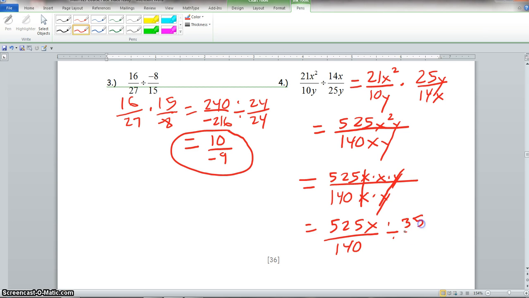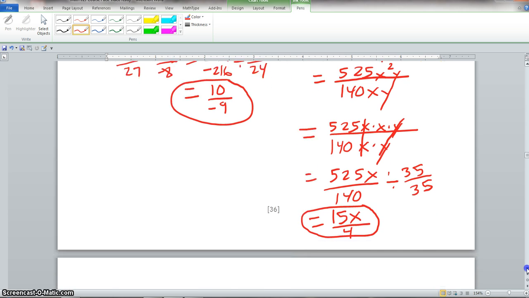So we divide the numerator and denominator by 35. 525 divided by 35 is 15. And we also bring our x. 140 divided by 35 is 4. And this is our final answer because they have nothing else in common. So it's 15x divided by 4.